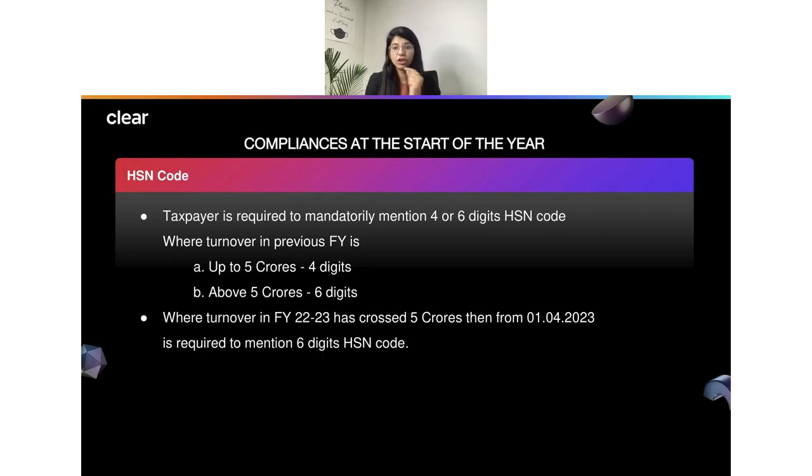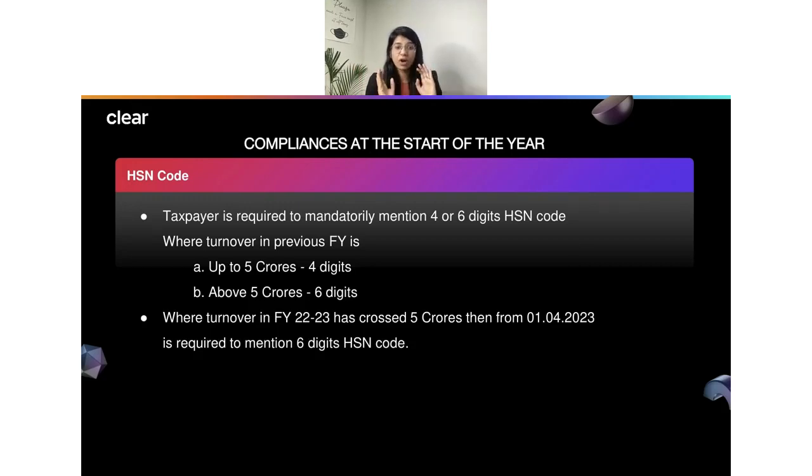And I think there is also one question I could see: what if I'm not getting a 6 digit HSN code? I saw the government master, but there was no 6 digit HSN code. There's an 8 digit HSN code for a particular item, but there is no 6 digit. Can I just trim that 8 digit to 6 digit and show that? I would say don't do that.